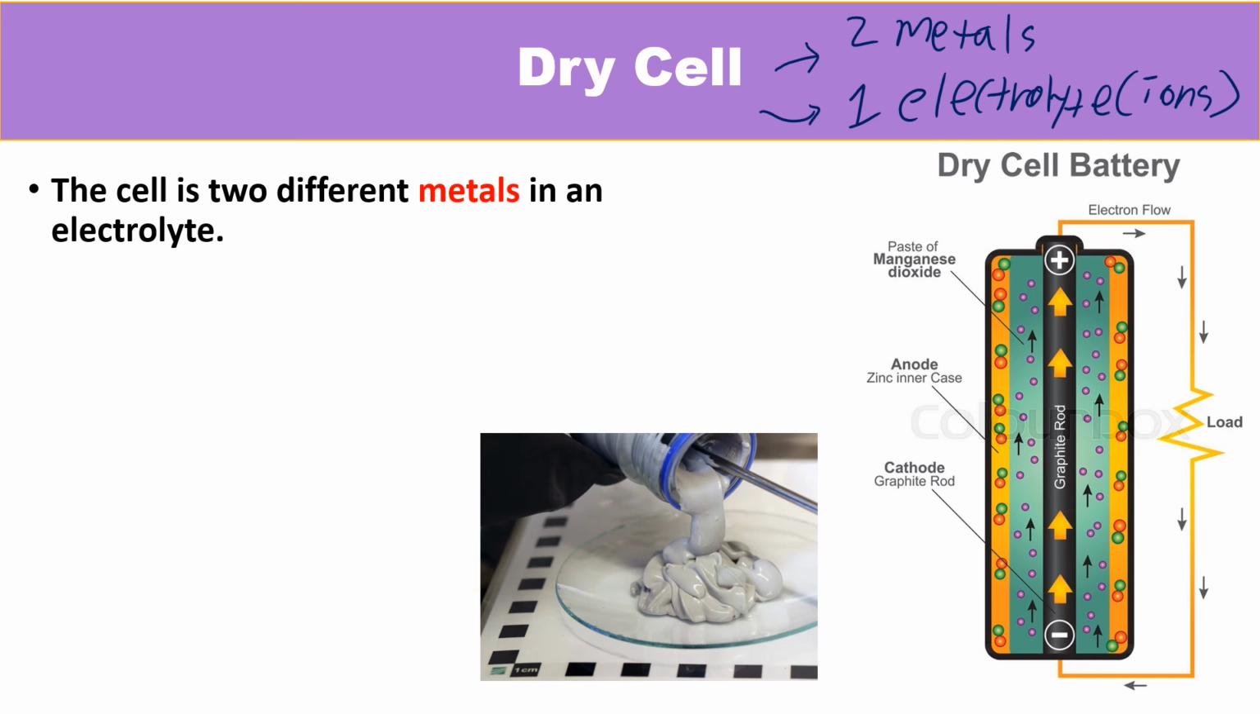So a cell has to have 2 different metals. Why 2 different metals? Because, for example, if I choose copper and copper, then the electron will be confused about which end is positive and which end is negative. So the good example that we generally do in the lab is copper and zinc, something like that.